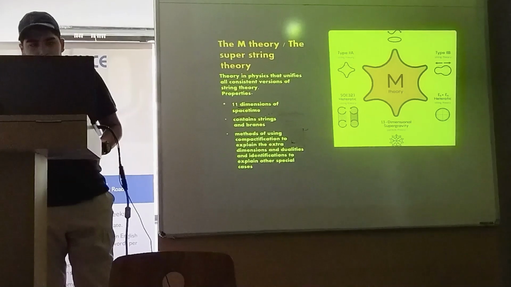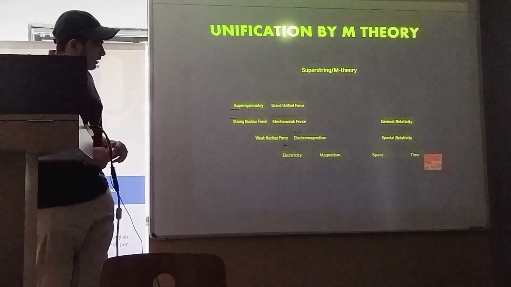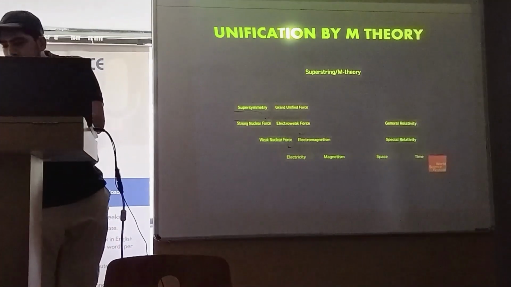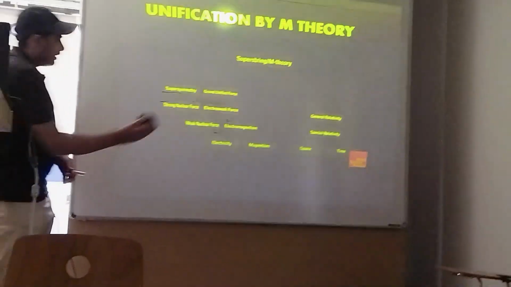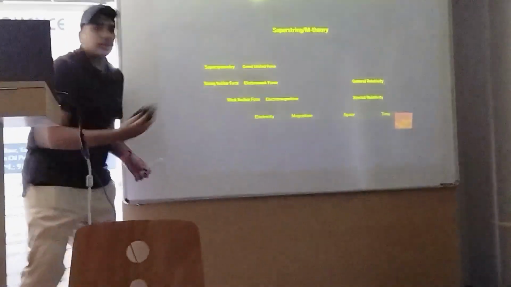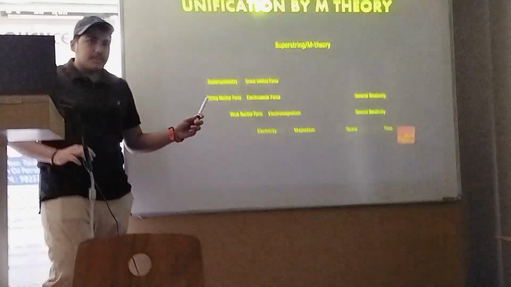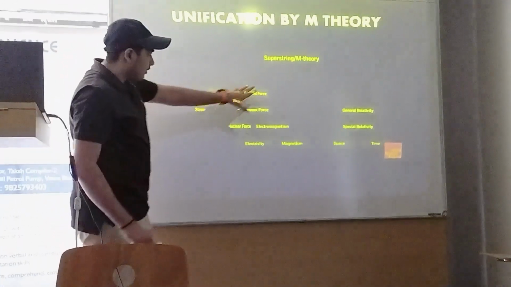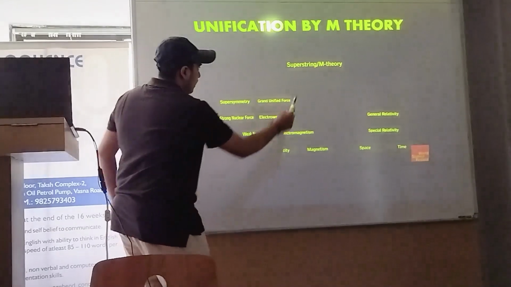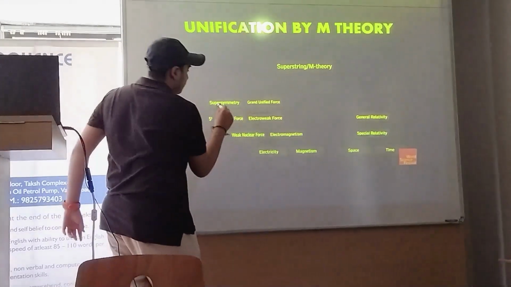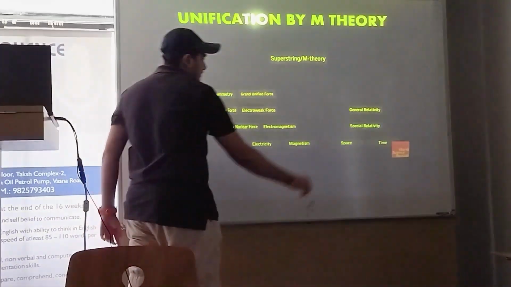Now we are going to explain unification by M theory. The main purpose of string theory is to unify everything in the universe, so M theory, superstring theory, relates all of these. Let us study. There are two divisions here from superstring theory. The first is supersymmetry, and the second is general relativity.